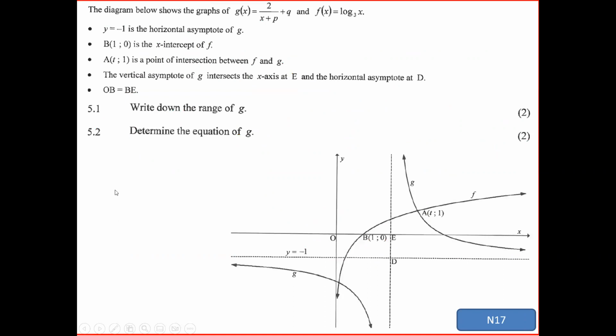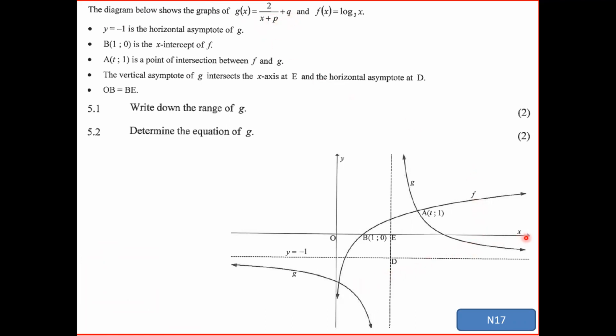So let's go to another question. Yes, last night I covered hyperbola, and today I'm covering the log graph. So I'm now merging the log graph with a hyperbola. Let's go through this question and see the challenges that lie ahead. It says in the diagram, g of x is equal to 2 over x plus p, plus q. Notice they did not give us the asymptotes, all right?